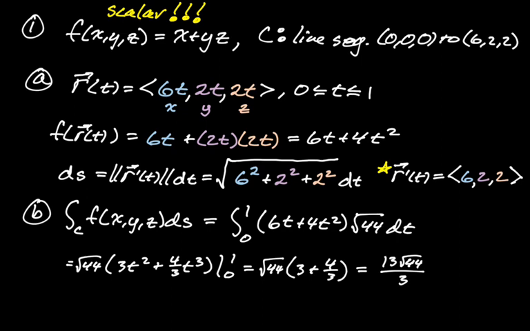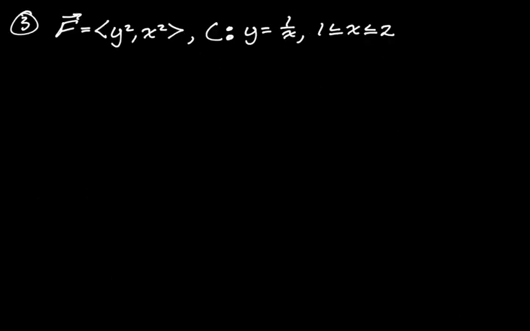Let's take a look at the next one. So this is a vector field. So we have the vector field y squared comma x squared. So y squared, x squared. Our curve, our path is going to be y equals 1 over x. And we are going from 1 to 2 for x.